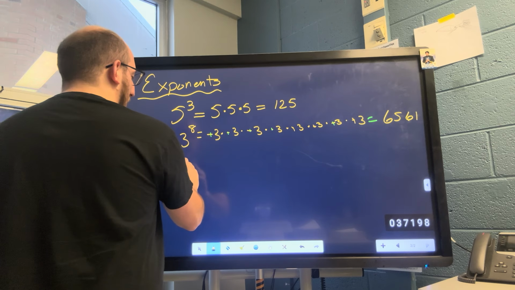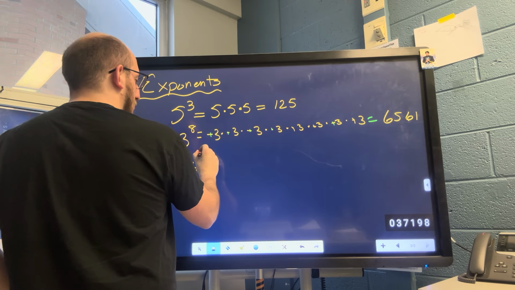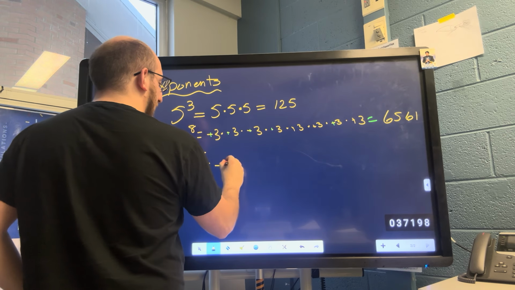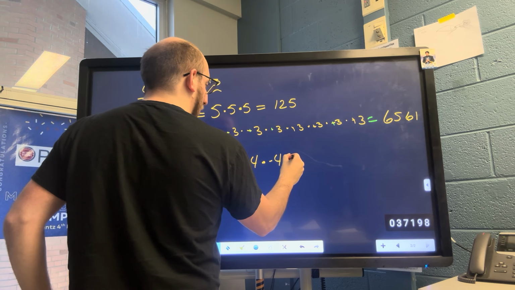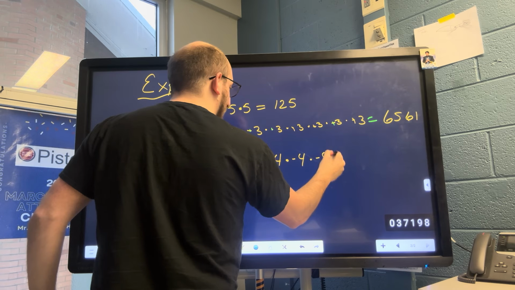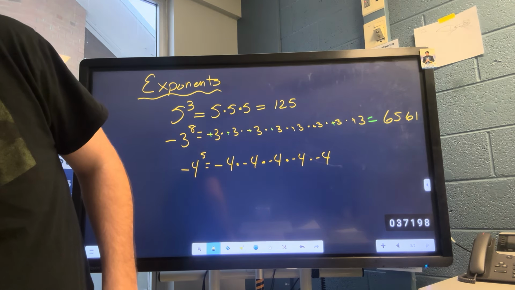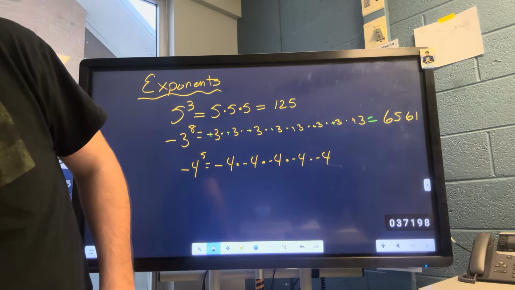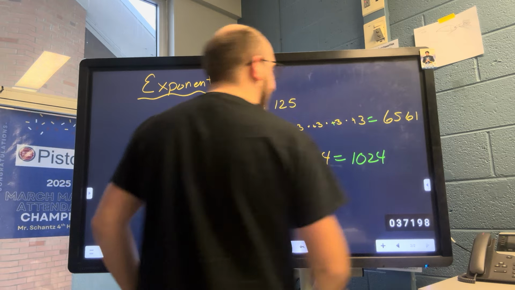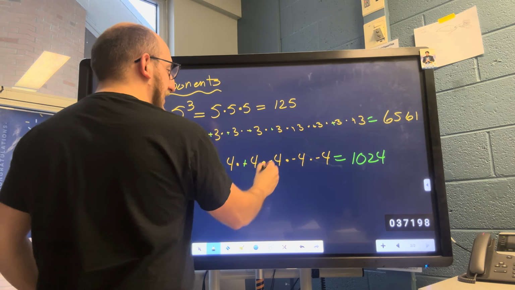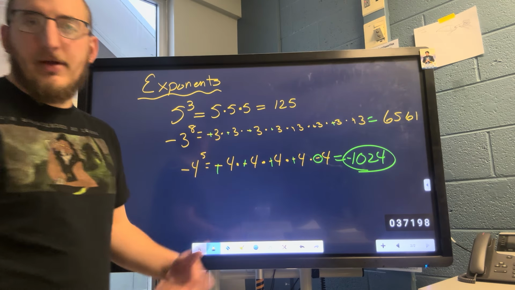And let's try one more. Let's try -4 to the 5th power. So that's -4 times -4 times -4 times -4 times -4. Mathematically, what does that get us? Let's see. 4 times 4 times 4 times 4 times 4 gives us 1024, and count the negative signs. Every 2 negative signs cancel out. It stays negative. That's a little intro to them, right?